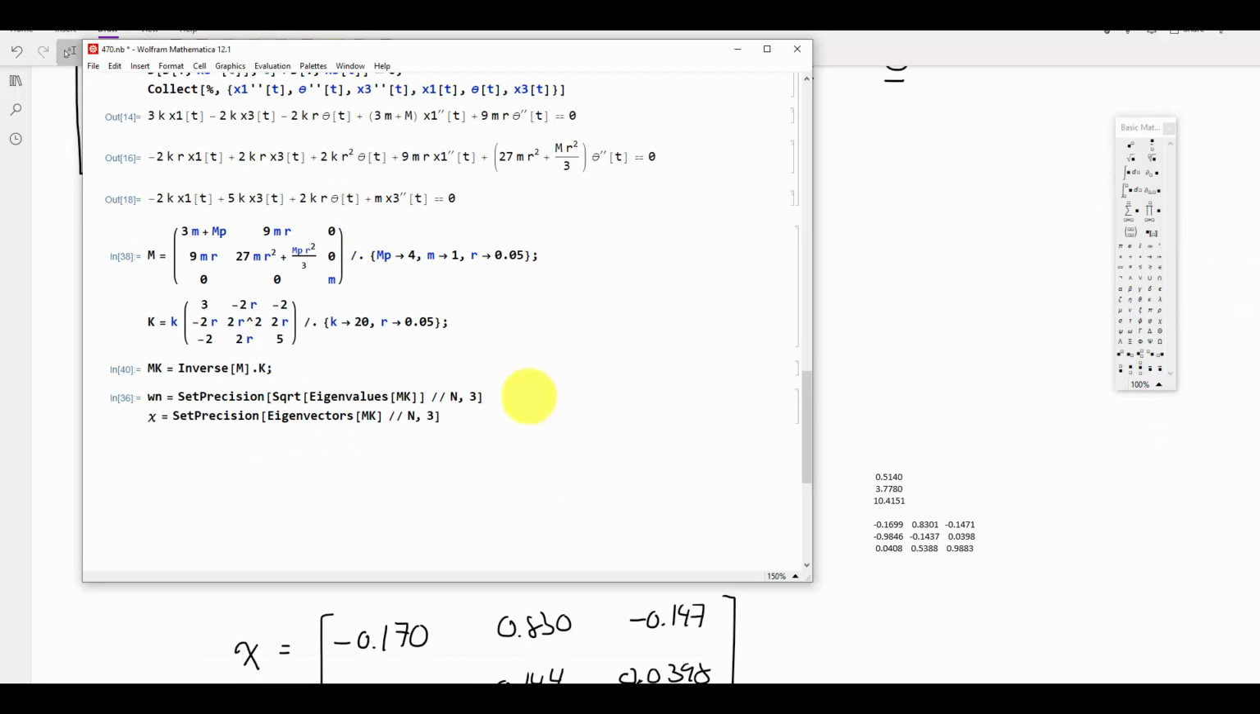Natural frequencies exactly the same as the first time. We're just using a different set of those 3 degrees of freedom to define our system. However, the natural frequencies are unaffected by this change. We're still getting here in descending order the 10.4 radians per second, 3.78, and the 0.514.